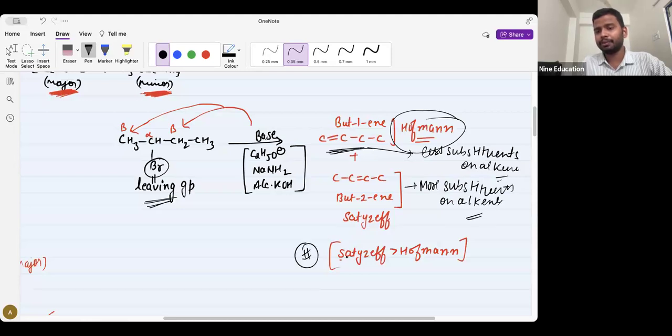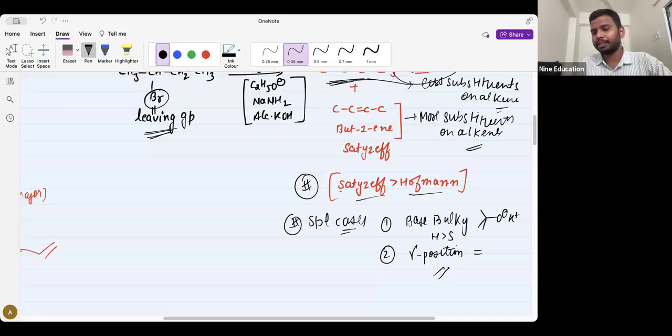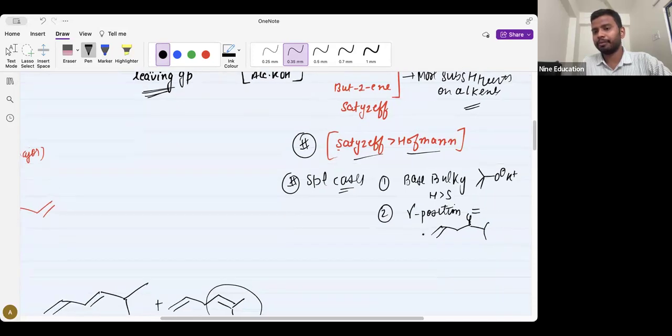Always remember Saytzeff is more stable than Hoffman, but in some special cases, which I have told you today also. All those special cases: first case, you all know that your base is bulky. If your base is bulky, let's say tertiary butoxide, then you will get Hoffman, then Saytzeff. Second case we have learned, at gamma position you have a double bond. If you have a pi bond at gamma position, let's say this example, then your Hoffman is more stable. Third one we have seen today only.